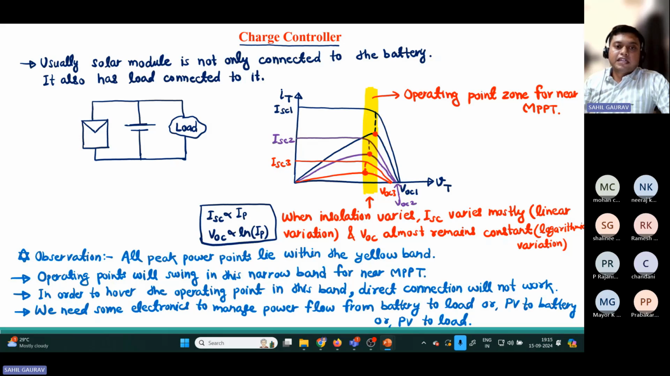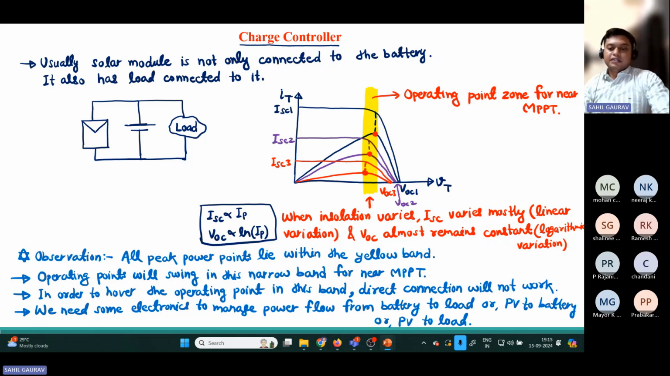So what are the observations that we got from this IV curve by varying the solar insolation? We can see all the peak power points lie within this yellow band, and the operating points are showing in this narrow band, the maximum power point region. And in order to hover the operating point in this band, a direct connection will not work because it will vary based on the charging and discharging of the battery. So we need some electronics to manage power flow from the battery to the load, or PV to battery, or PV to load.